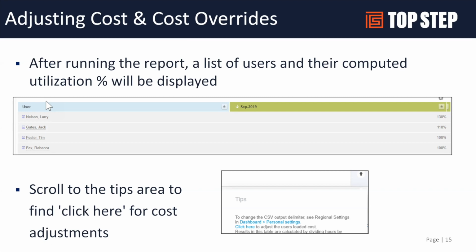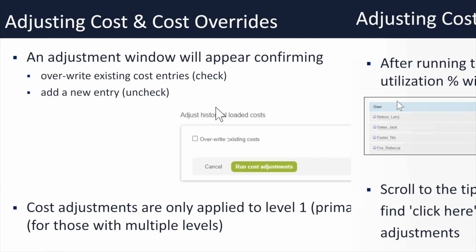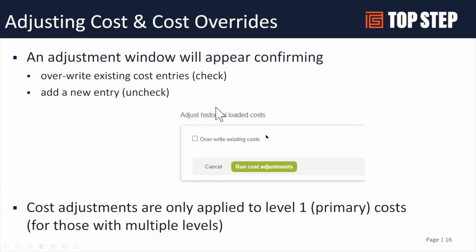Now this is actually a setting that needs to be enabled in your account. If you don't have this turned on, there is a switch you have to go through support to get turned on. But once it's turned on, you'll see this click here option, which will bring you to the next screen, which is, do I want to override existing costs, or do I want to create new ones?